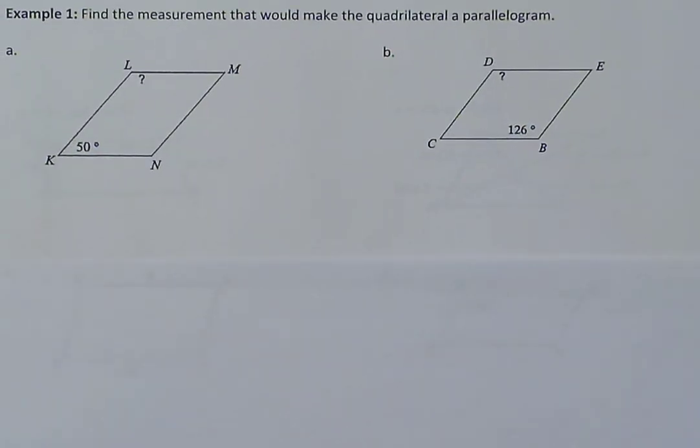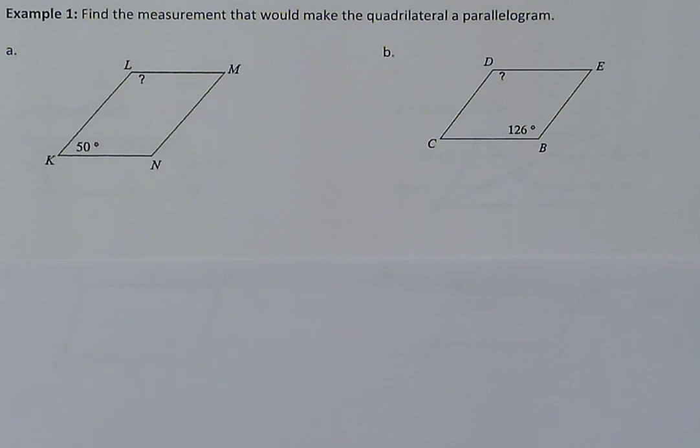All right, example 1 is going to ask us to find the measurement that would make the quadrilateral a parallelogram. So for this first part, we have to discover what the measurement needs to be that would give me a parallelogram using the four things we just talked about. Opposite sides are congruent, opposite angles are congruent, consecutive angles add up to be 180, and the diagonals bisect each other.